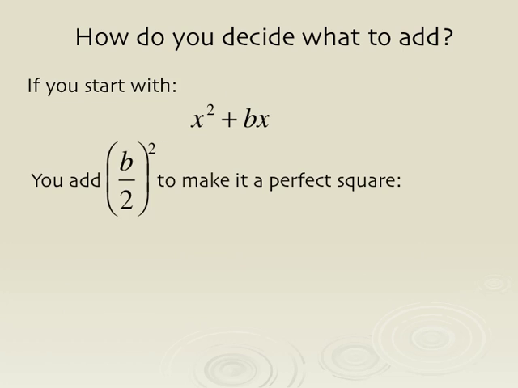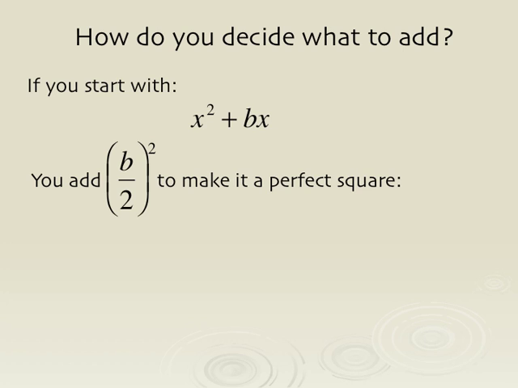A reasonable question to ask at this point is, how do you decide what to add? In the previous problem, we knew that what needed to go in place of the question mark was the number 9, but how can we figure that out in general? Well, if the first part of our polynomial looks like this, x squared plus bx, where b is some number, and I want to know, what do I need to add to this to make it a perfect square trinomial?